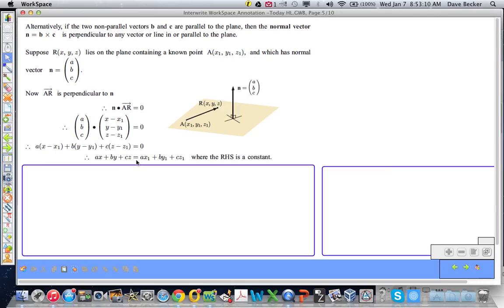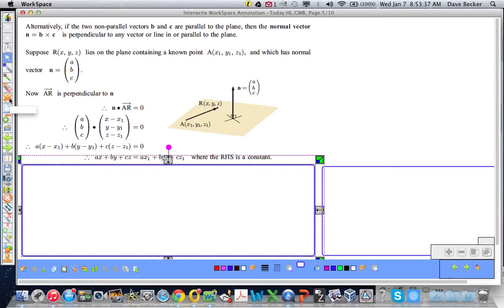Why is it Cartesian? Well, remember, we know these. This is a known point, like (2, 3, 4), or whatever. And if we know that, and we know the components of the normal vector, which we must, then we're going to be able to add these together and get a constant. And x, y, and z here represent any point on the plane. Any point on the plane.